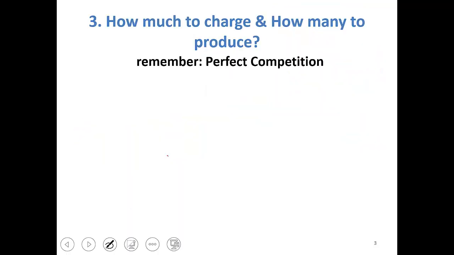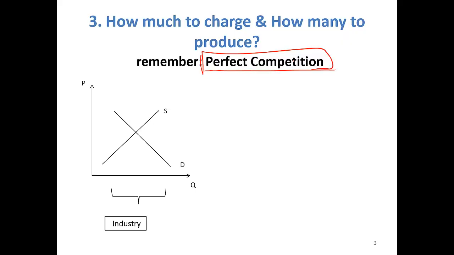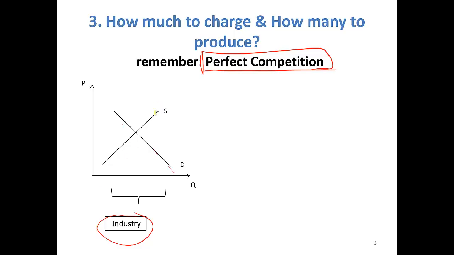Let's get started. So let's remember perfect competition. A perfectly competitive industry and a perfectly competitive company have totally different demand curves. Here is the perfectly competitive industry. Here is the industry demand curve, downward sloping. Here is the industry supply curve. When I say industry, I mean that group of many perfectly competitive individual companies. They come together to give rise to the supply curve.